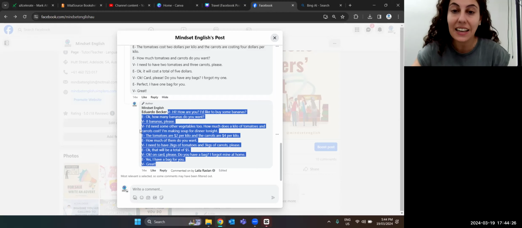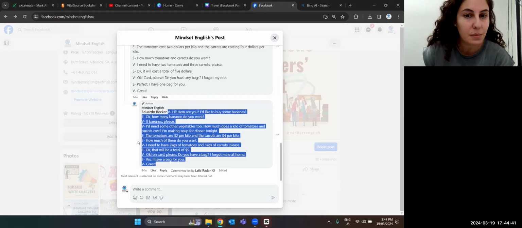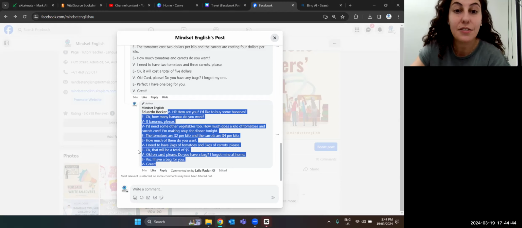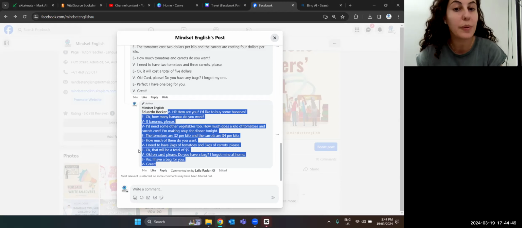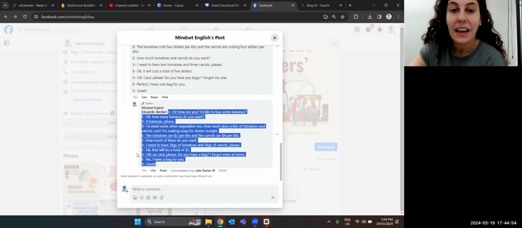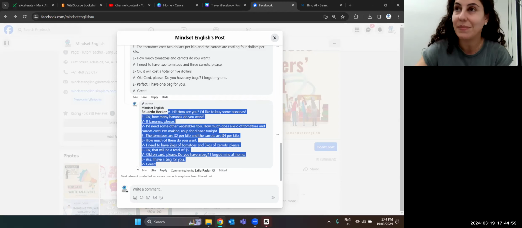How much does a kilo of tomatoes and carrots cost? I'm making soup for dinner tonight. The tomatoes are $2 per kilo and the carrots are $4 per kilo. Okay, how much of them do you want? I need 2 kilos of tomatoes and 3 kilos of carrots, please. Okay, that will be a total of $5. Okay, on card, please. Do you have a bag? I forgot mine at home. Yes, I have a bag for you. Great, thanks. Okay, so that's another natural conversation.